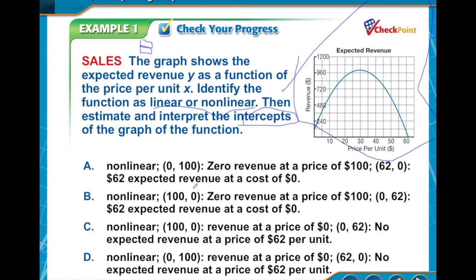So anything that doesn't have 0, 100 is wrong. So B should be out, C should be out. So we've got A and D.